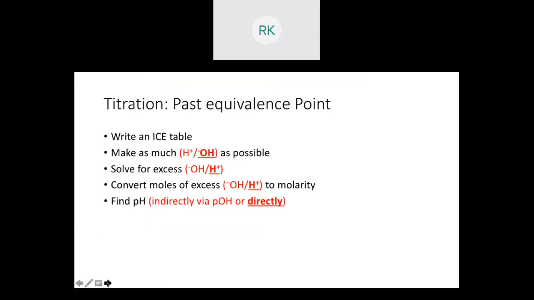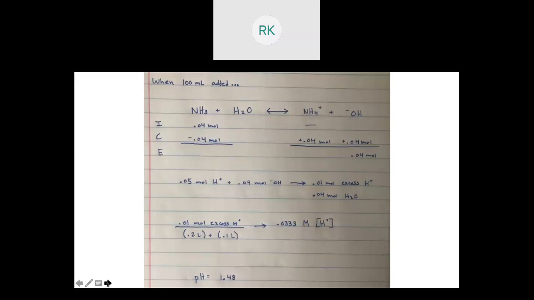Okay, so here we're going to write an ice table. We're going to make as much, in this case, hydroxide as possible, okay? And that's because we want to neutralize this H plus being added. Then we're going to solve for excess H plus, then convert that excess H plus to moles of excess H plus, which we can also convert to then molarity, because it already would be in terms of moles. So you convert moles of excess to molarity, and then in this case we can directly solve for our pH.